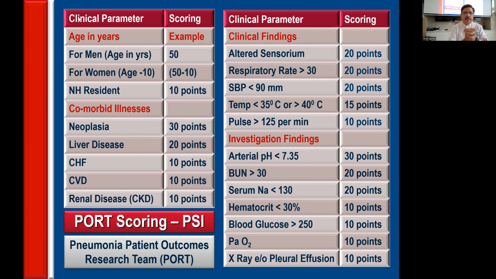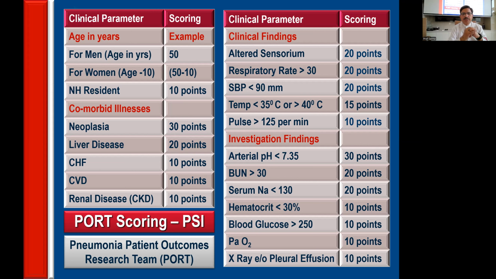Investigatory findings. What is the arterial pH like? If it is acidemic, less than 7.35, 30 points. BUN more than 30, 20 points. Serum sodium less than 130, 20 points. Hematocrit less than 30, 10 points. Blood glucose more than 250, 10 points. PaO2 decreased, 10 points. X-ray evidence of pleural effusion, 10 points.